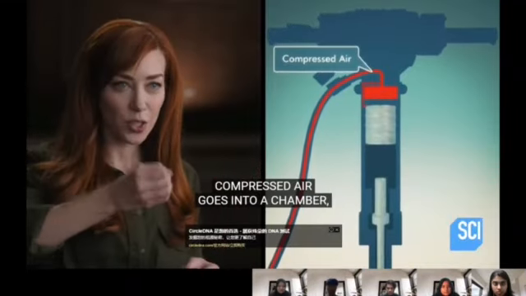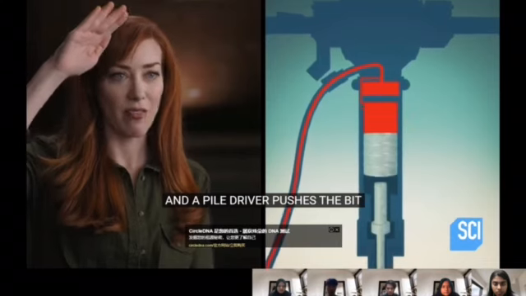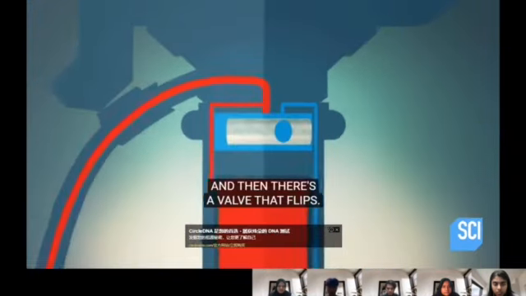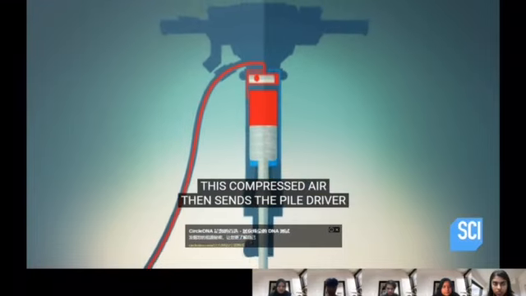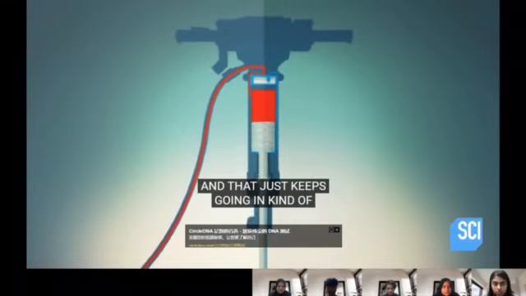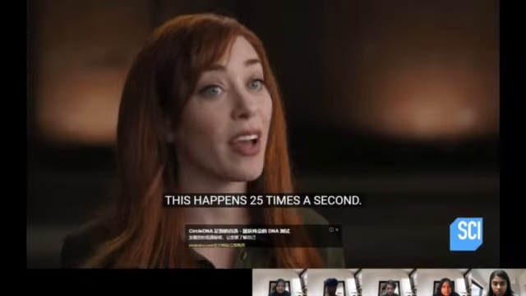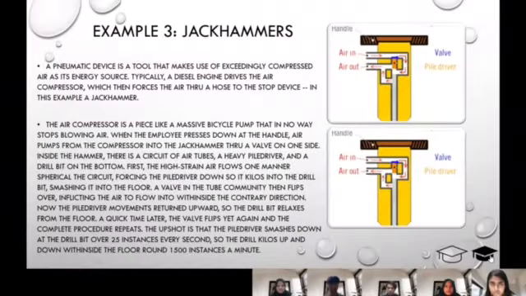Compressed air goes into a chamber, and a pile driver pushes the bit into the concrete to break it up, and then a valve flips. This compressed air then sends the pile driver and the bit back up, and that just keeps going in what is called a self-reciprocating motion. This happens 25 times a second. So that is all for the jackhammers.